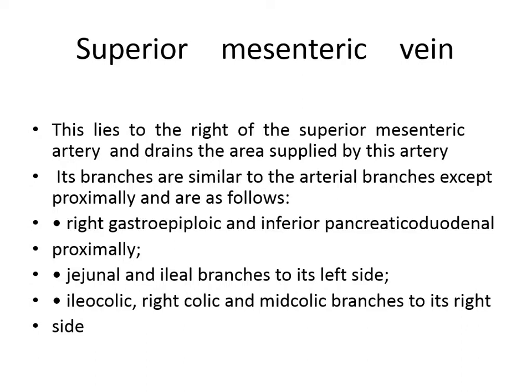First, the superior mesenteric vein. This lies to the right of the superior mesenteric artery and drains the area supplied by this artery. Its branches are similar to the arterial branches except proximally and are as follows. Right gastroepiploic and inferior pancreaticoduodenal proximally, jejunal and ileal branches to its left side, ileocolic, right colic and mid-colic branches to its right side.